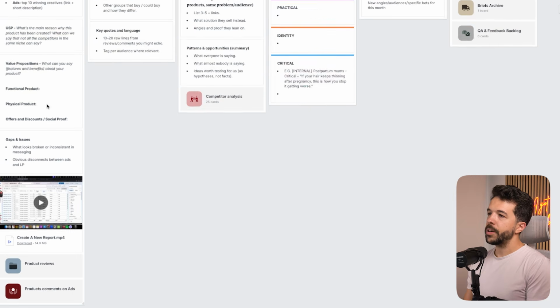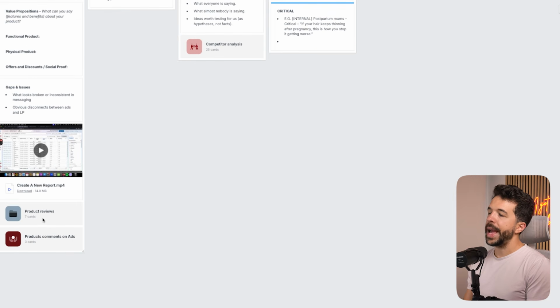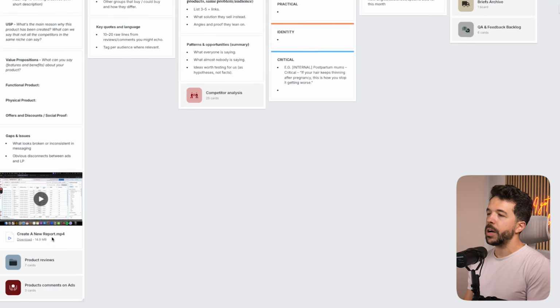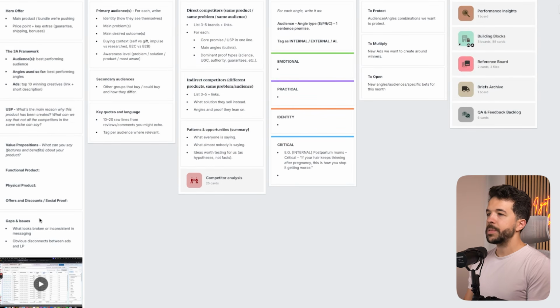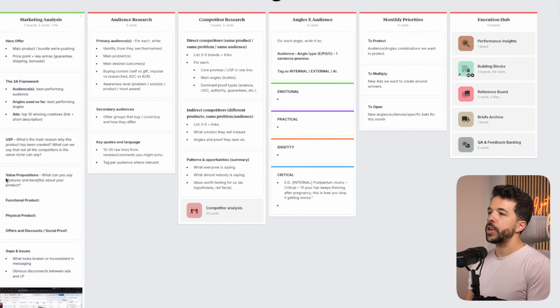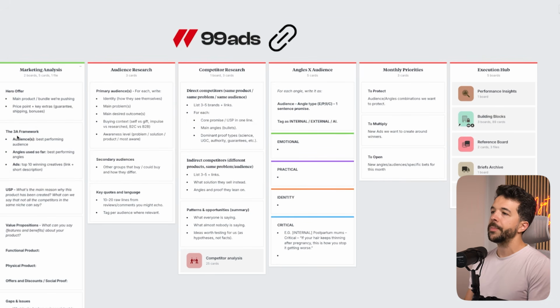Marketing analysis here is where we add all our product reviews, all our comments on ads. We add all the gaps and issues that we see in our current strategy, the value proposition, the functional product, physical product, whatever we're selling. The 3A framework: what are the best performing audiences? What are the best performing angles? What are the top 10 winning creatives? And we want to have the link and description. In a way, this is going to be our dashboard. This is what we're going to refer to every time we need to create a new batch of ads.